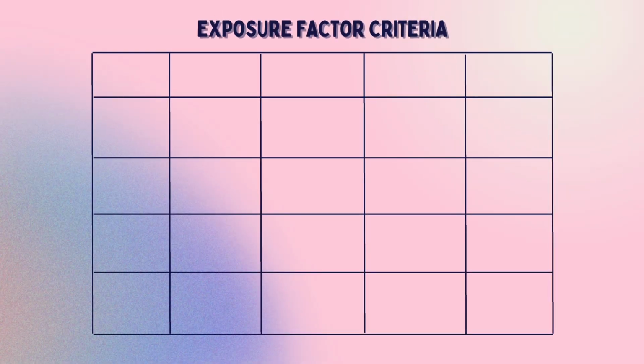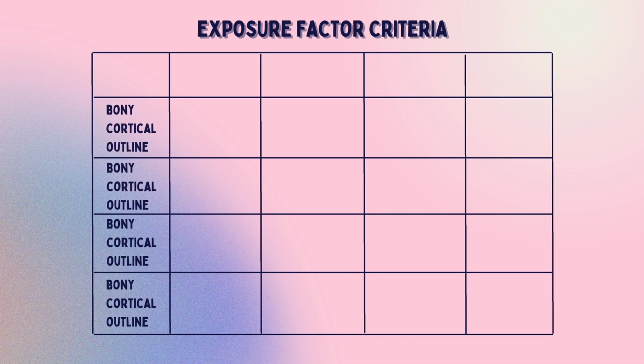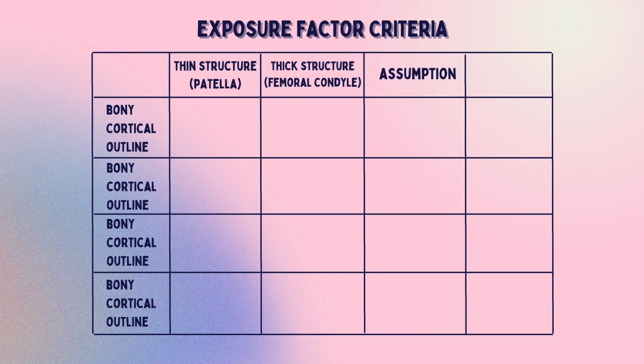First, let us see how to evaluate the radiographic contrast. We must assess the bony cortical outline for both the thin structure and the thick structure, which are the patella for the thin structure and the femoral condyle for the thick structure. Then, we must identify whether the kVp used is adequate, not adequate or too much. Then, we have to give a suggestion on what action to be taken to improve the image quality.